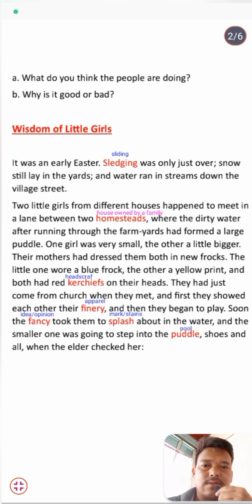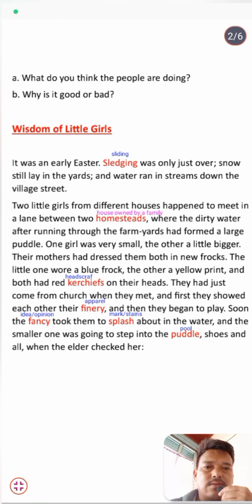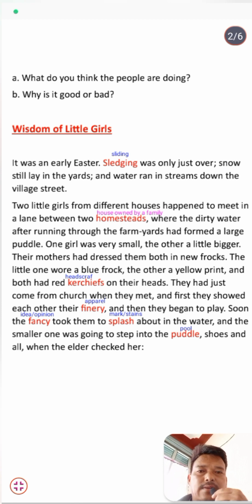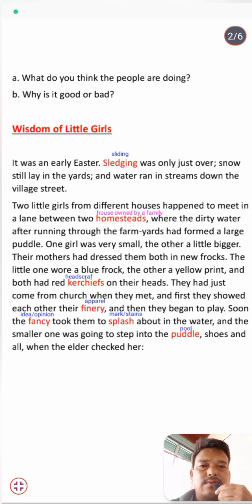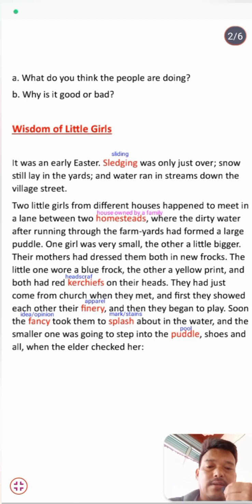It was an early Easter. Sledging was only just over. Snow still lay in the yards, and water ran in streams down the village street. So it was an early Easter. I mean, it was the time of the Christian holiday. Easter means Christian holiday. It is the day when there is a holiday, a Christian holiday.